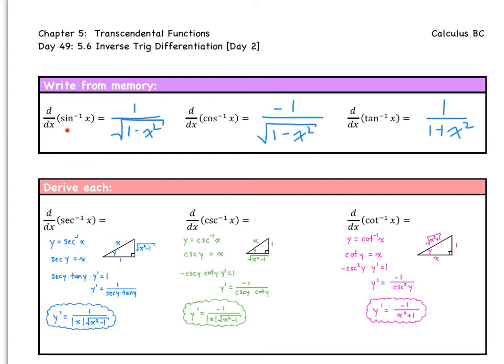Remember, the derivative of arc sine is 1 over the square root of 1 minus x squared. The derivative of arc cosine is negative 1 over the square root of 1 minus x squared. And the derivative of arc tangent is 1 over 1 plus x squared.